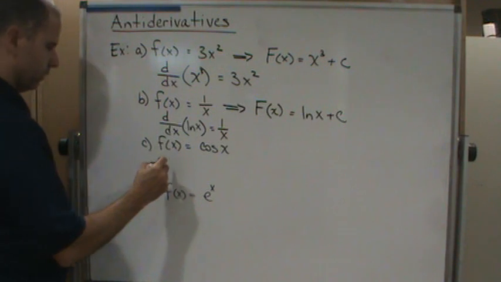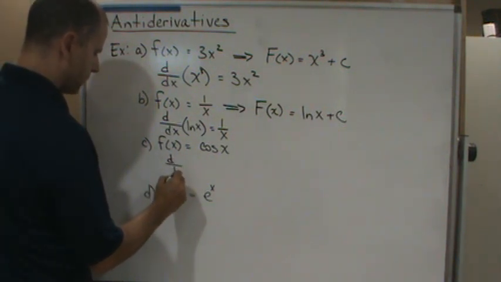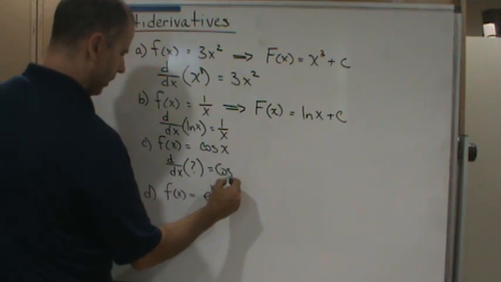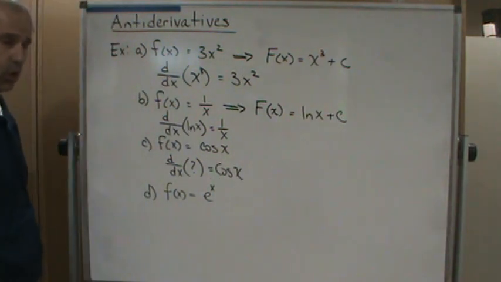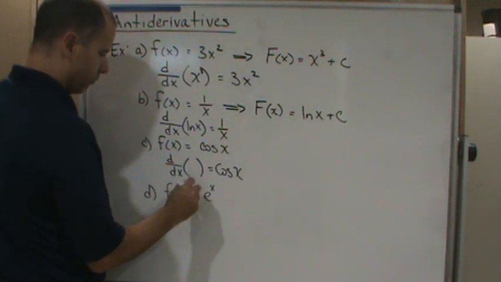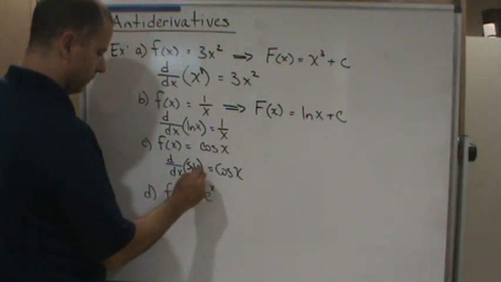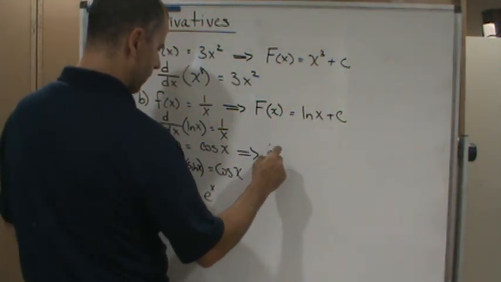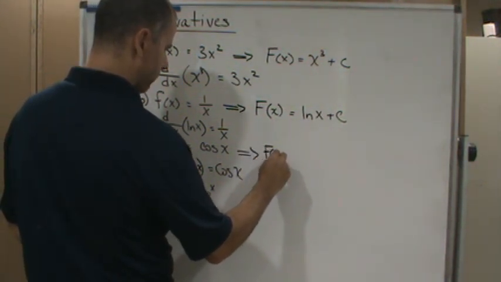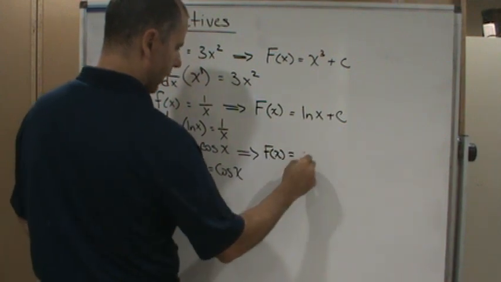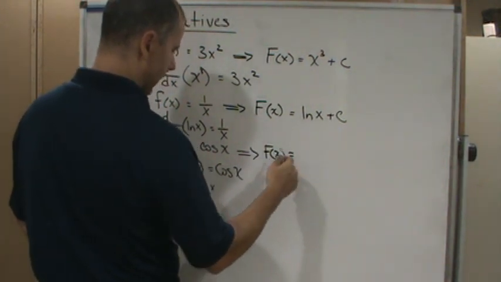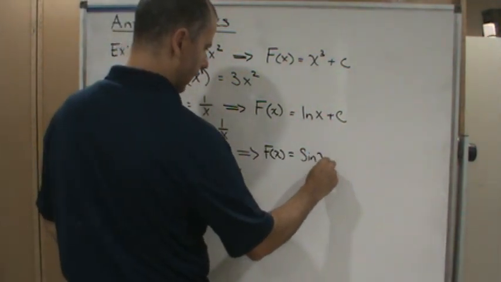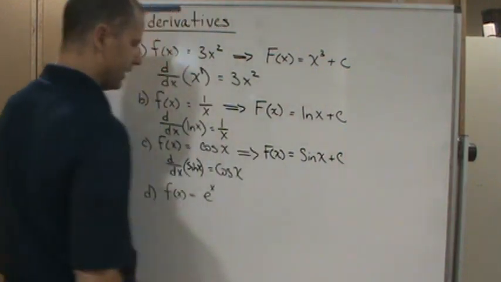Now let's do the next one. The derivative with respect to x of what function equals cosine? So the derivative of what equals cosine? Well, that's going to be sine, right? The derivative of sine is cosine. So that means sine is the antiderivative. So the antiderivative of f of x, I should say, is sine x plus the constant c.